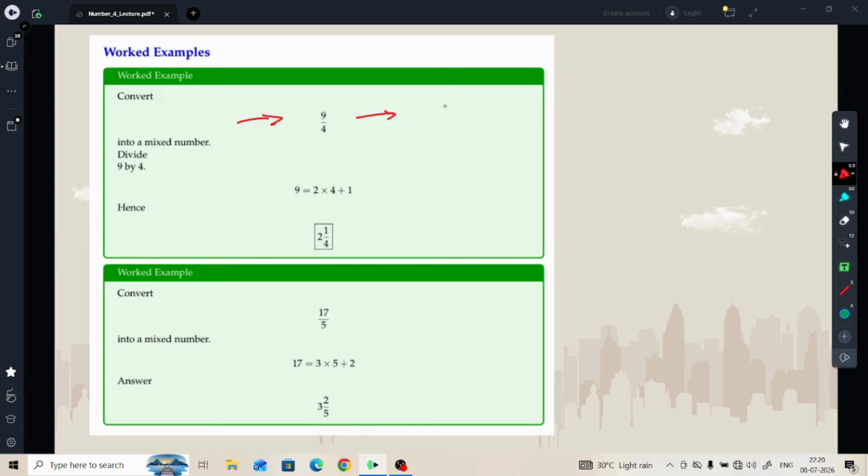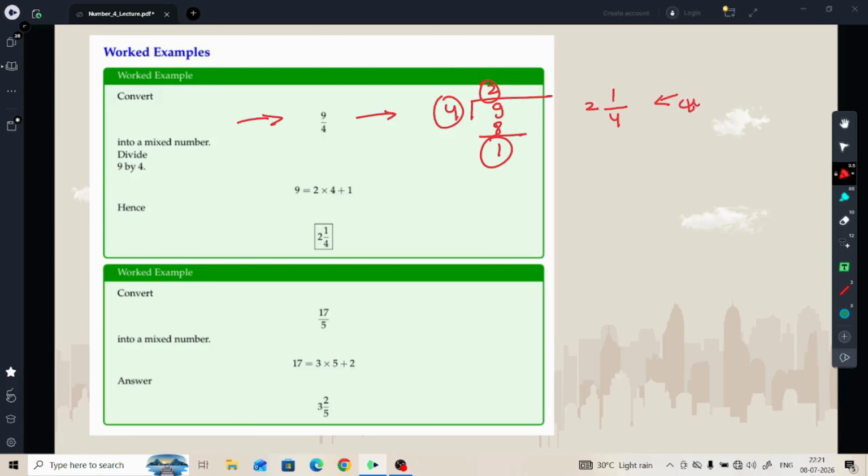What you should do is take 4 over here as the divisor and 9 as the dividend, and then do the normal division. Whatever is the quotient, you'll be writing over here. Whatever is the divisor, you will be writing in the denominator, and whatever remainder is there, we'll be writing in the numerator part. So basically, it looks like this.